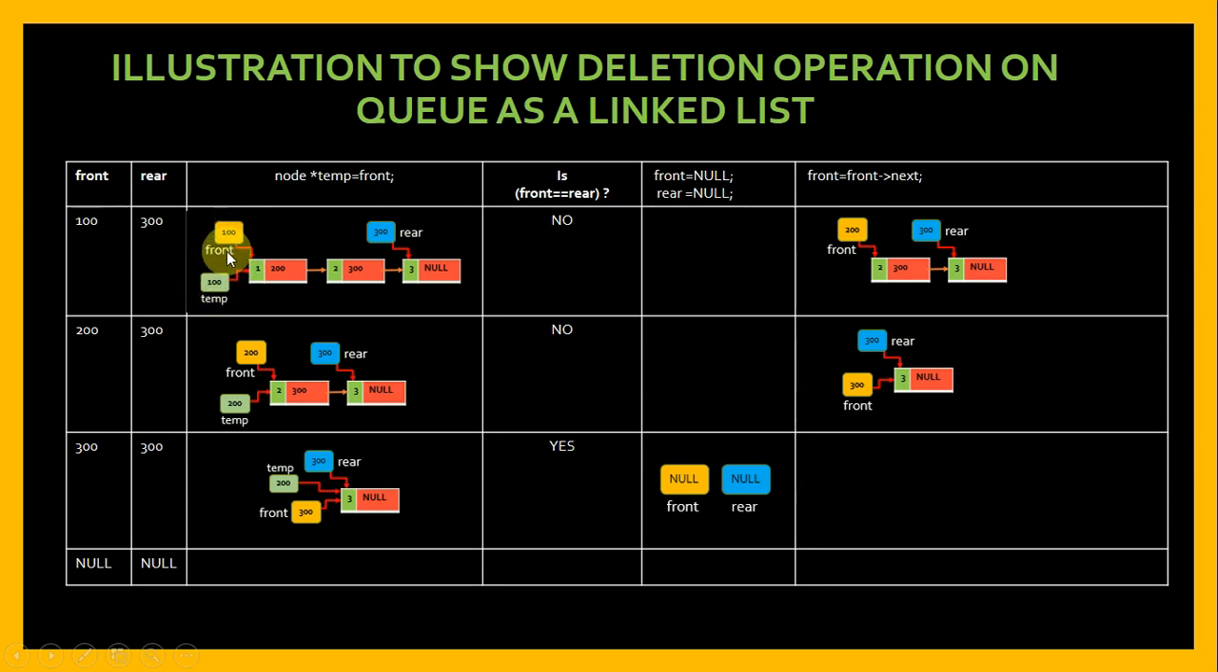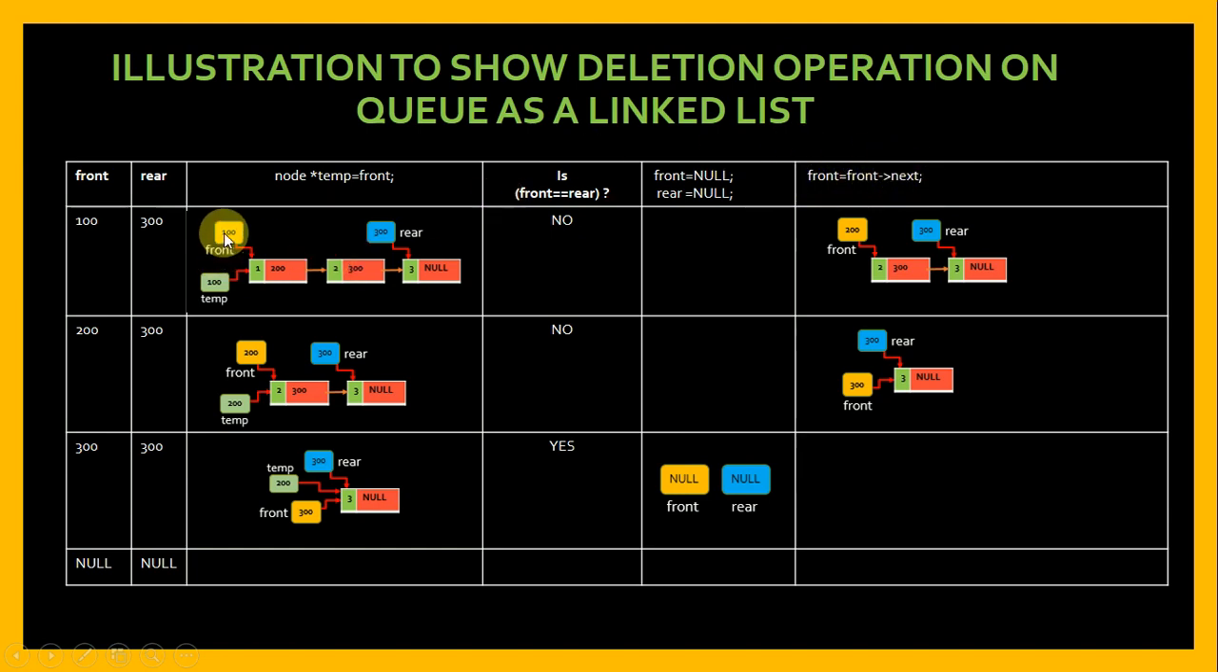Now both temp and front are pointing to the first node. Now I will check the condition: is front equal to rear or not? Because if front is rear, there is only one node. In this case there are three nodes, so front is not rear. Out of these two statements, only one will be executed. As front is not rear, this will not be executed, and this will be executed. Now what is this? Front equal to front arrow next.